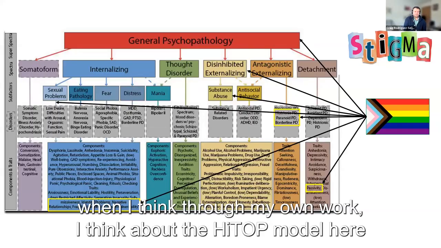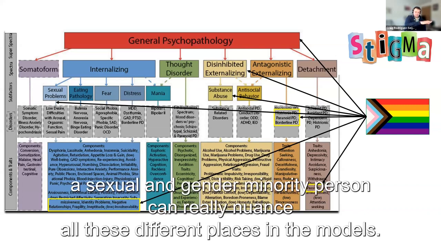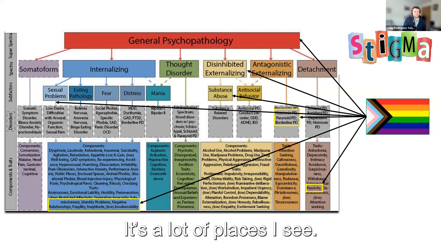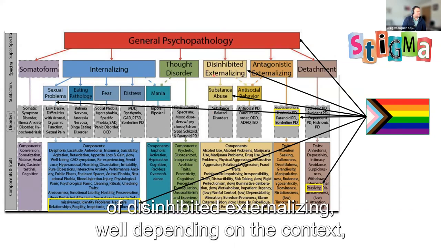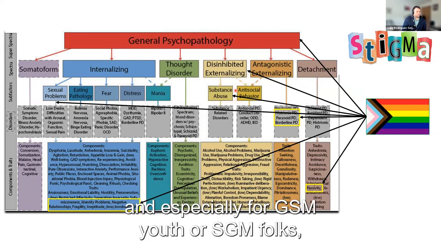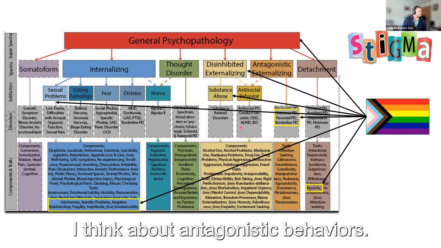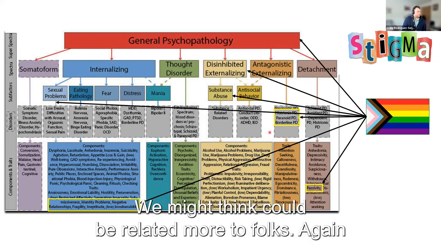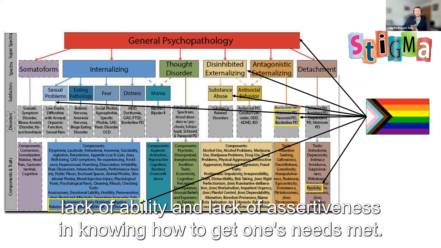When I think through my own work, I think about the HiTOP model here, and I think about the ways in which being, let's say, a sexual and gender minority person can really nuance all these different places in the model. And it's a lot of places I see. So I think about what we might think of as indicators of disinhibited externalizing. Well, depending on the context, and especially for SGM youth or SGM folks, they might be more related to the internalizing domain. I think about antagonistic behaviors, which could be related more to a lack of ability and lack of assertiveness and knowing how to get one's needs met.